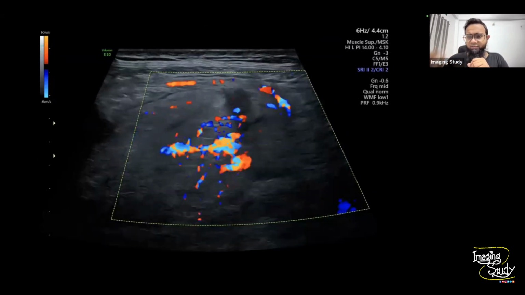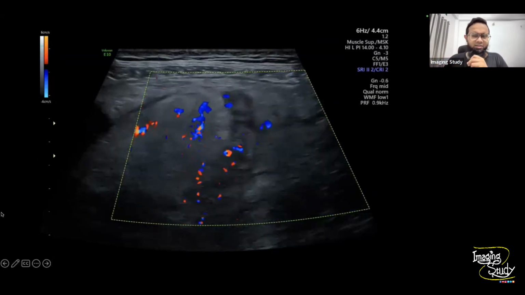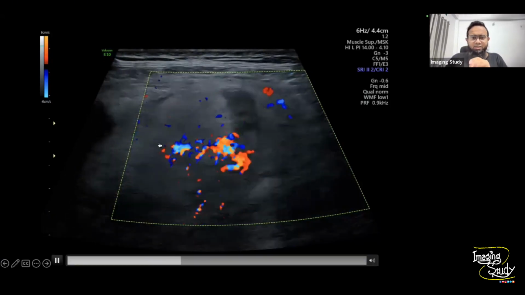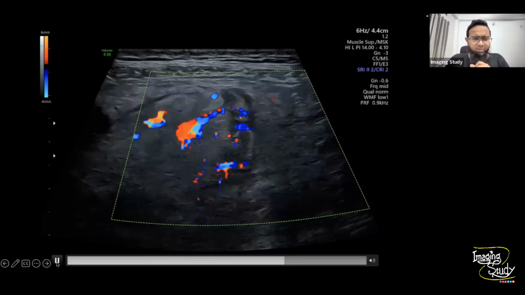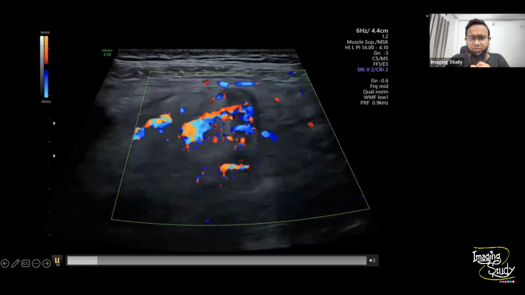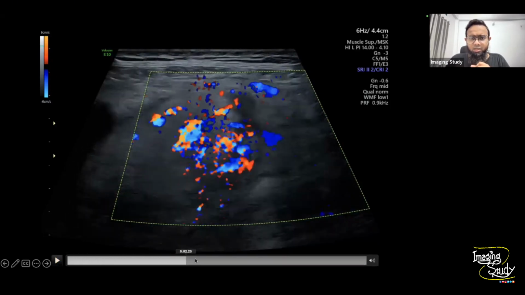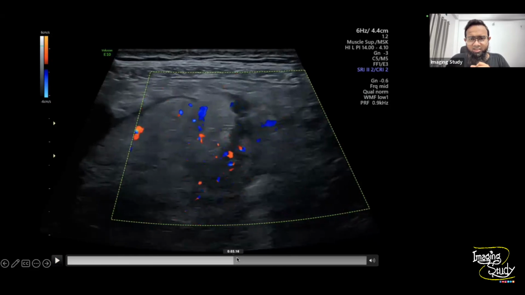So here's the picture. We have reduced the PRF, but PRF is still more than the previous picture. And these are artifacts, but if you look carefully, there is some vascularity within the appendicular wall. Let me just move the image. Yeah. These are the vascularity of the wall.